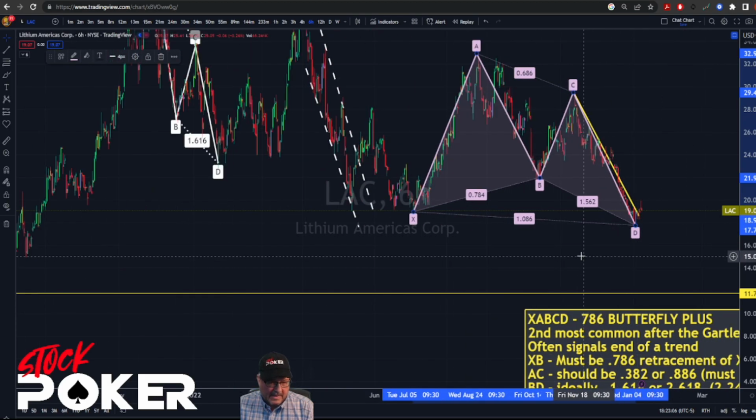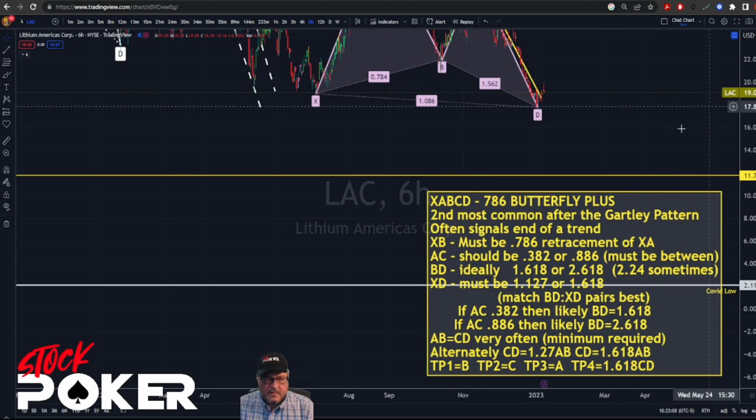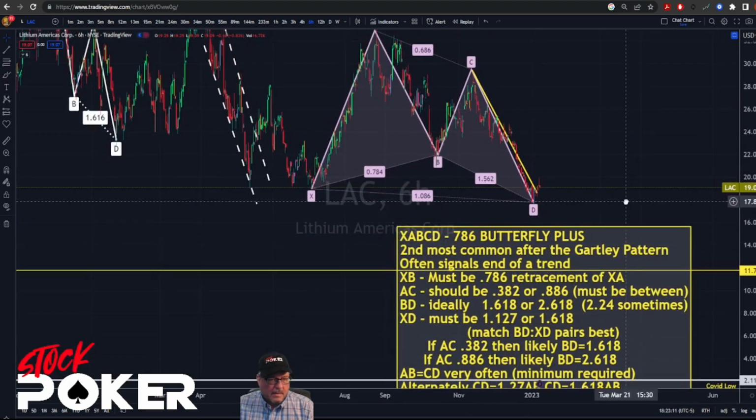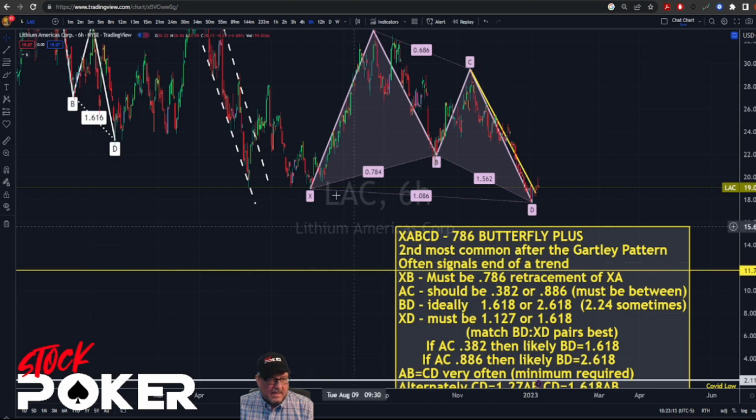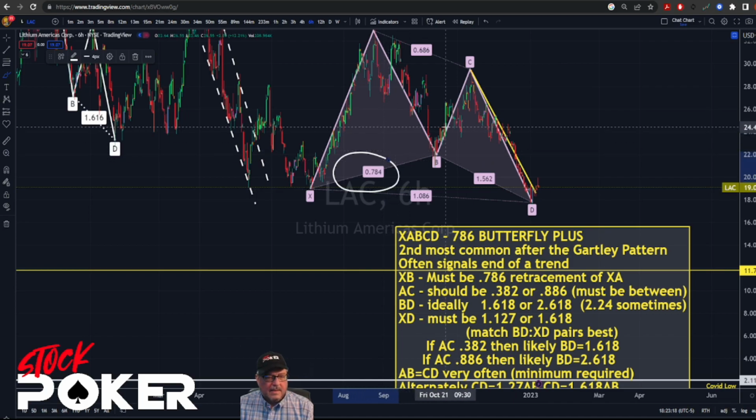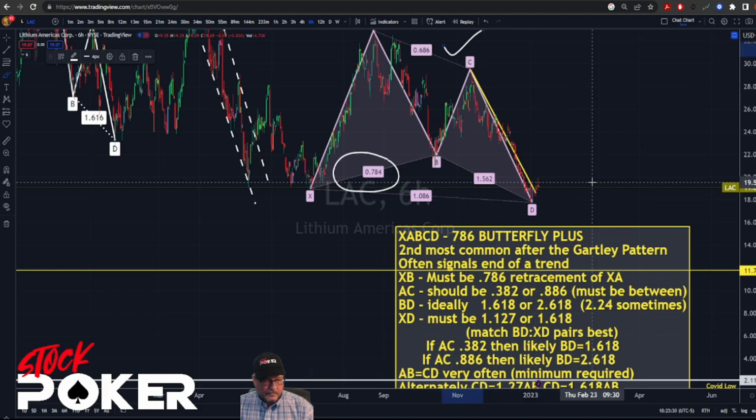this right here now. And I think this butterfly, let's make sure it follows all the rules here. 786. This has to be, this is a must. The AC should be 382 or 886. It's somewhere between, and it's very close to a fib level. I'll take that. And then the BD leg, it's very close to the 1618. If you discount wicks and things like that, it's going to nail the 1618. And then the XD must be 1127.